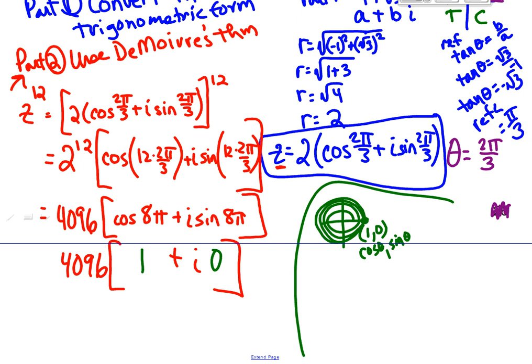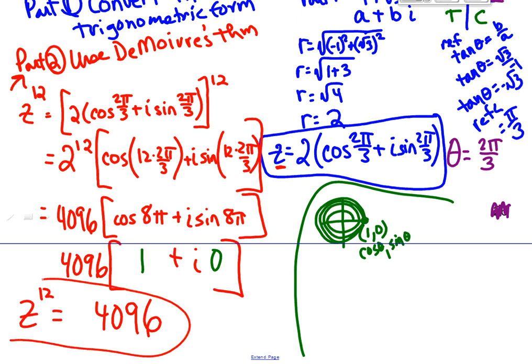So 4096 times 1 is 4096. And in this case, z to the 12th turned out to be a real number. And it may or may not turn out to be that way as we go through these problems. So those are good ones for you to practice.